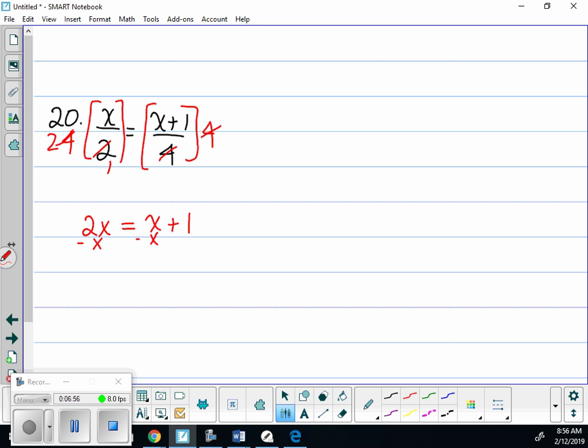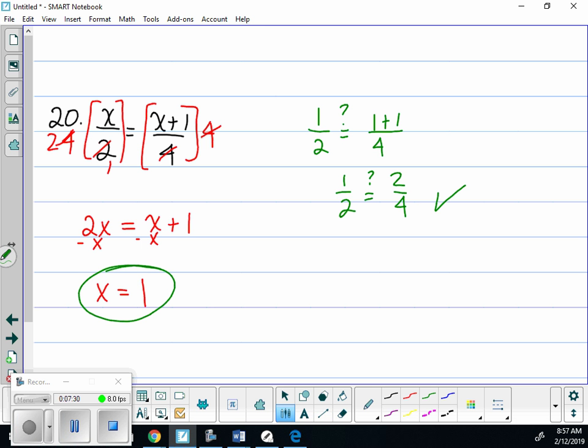Subtract x, 2x minus 1x is x equal to 1. Now these directions tell us to check our solutions. So we should go back and plug in 1 for x and make sure that it works. So 1 over 2, does that equal 1 plus 1 over 4? Does 1/2 equal 2/4? Yes. So that is our solution.